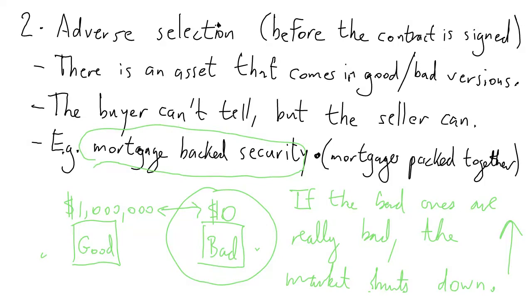Okay, so that's adverse selection. It's when there's an asset or an object that comes in good and bad versions, whether it's used cars full of sawdust as opposed to good cars, or whether it's mortgage-backed securities. If the buyer can't tell which is which, then things can devolve to the situation where the market just shuts down. Any questions, thoughts about this?